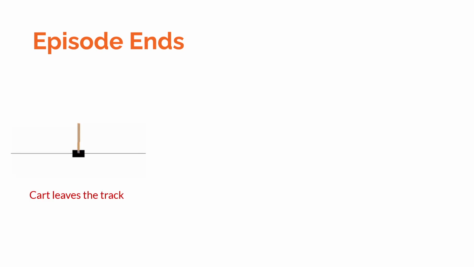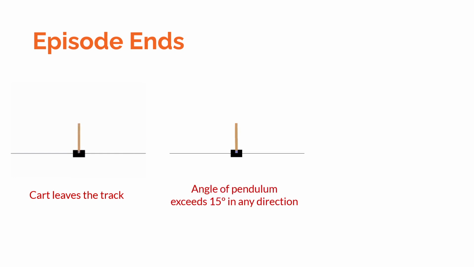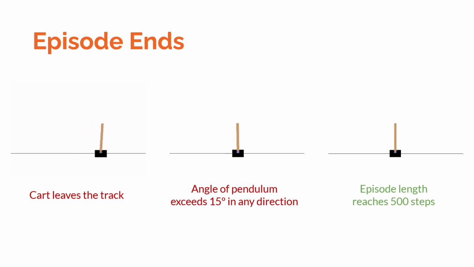The episode can end in 3 ways. Way number 1 is if the cart leaves the track. Number 2 is if the angle of the pendulum exceeds 15 degrees in any direction. This can actually happen quite fast, as we can see. Or the good ending is if our episode length reaches 500 steps.